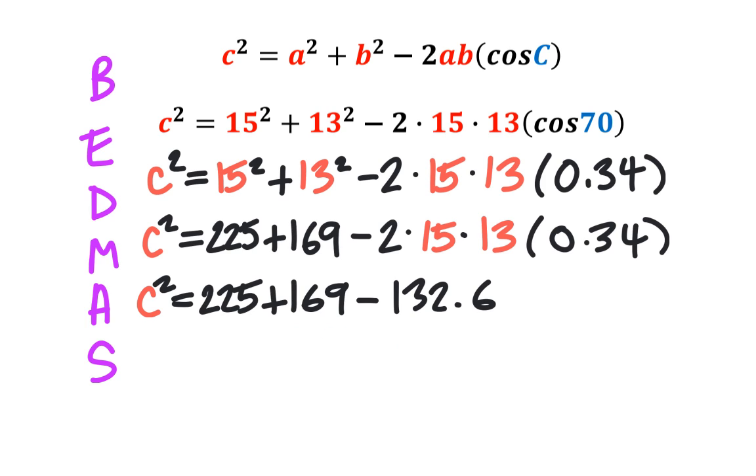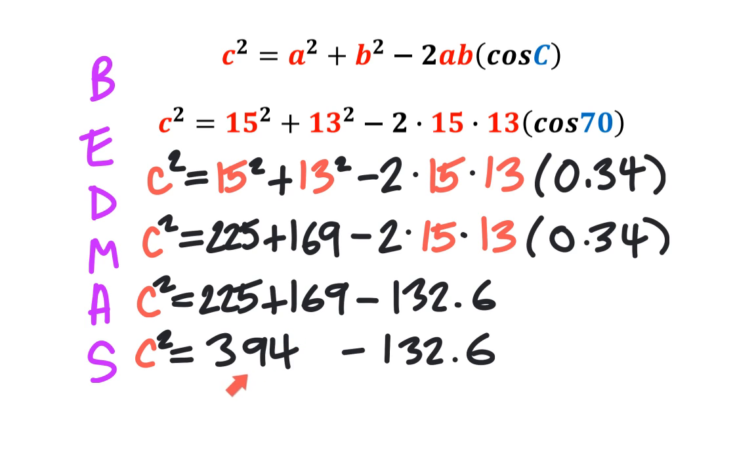The second last step in BEDMAS is to look for addition, and there is addition right here. 225 plus 169 gives you 394. The last step in BEDMAS is subtraction, and there is subtraction right over here. When you take 394 and subtract 132.6, you get 261.4.